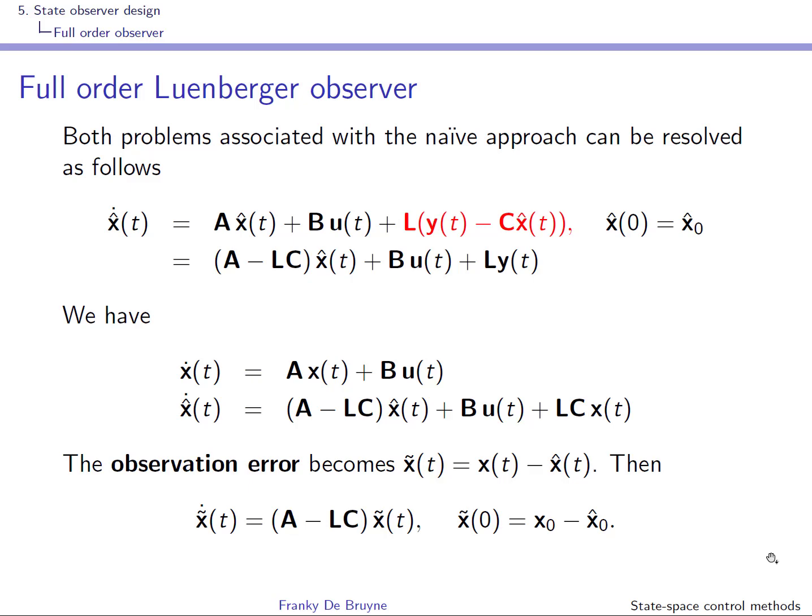Well, there is, however, a restriction. We'll only be able to affect the modes of A minus LC that are observable. So if the pair (A, C) is observable, then all modes are observable, and we're able to set the eigenvalues of the matrix A minus LC as we like, where we like. But of course what could happen is that there are unobservable modes, and those you have to live with and you cannot influence them, and of course you hope that they are stable.